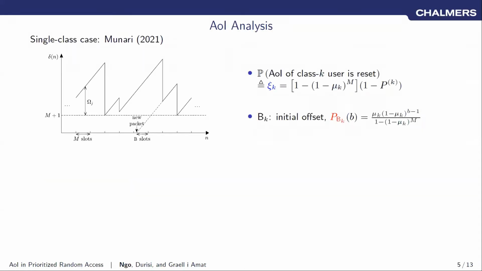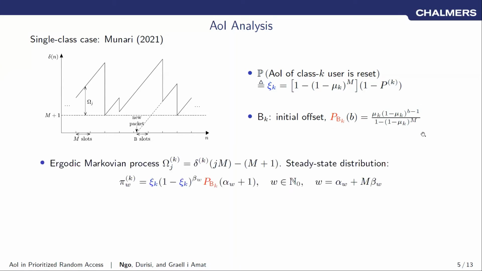Now we analyze further the age process. It is a direct extension of the single class case reported by Munari. First, the probability that the age of a class k user is reset is given by the product of the probability that the user transmits a packet and the probability that the packet is successfully decoded. Another important quantity is the initial offset between the generation of a new packet and the end of the corresponding frame. It has this probability mass function.